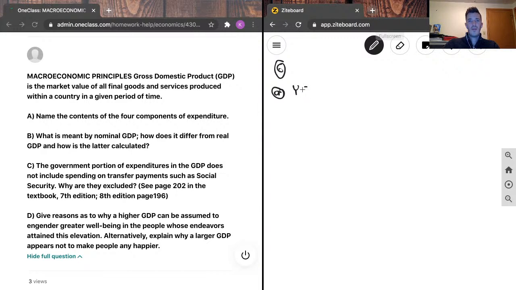So we're going to have output equal to consumption plus investments plus government spending, net of taxes and transfers, if I remember correctly, and net exports, which is made up of exports minus imports.